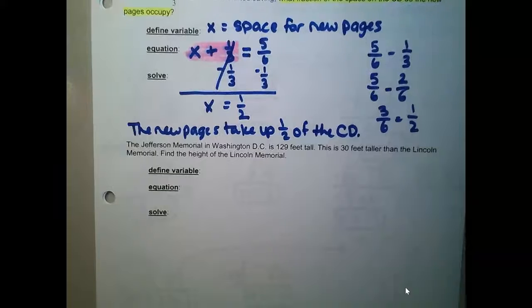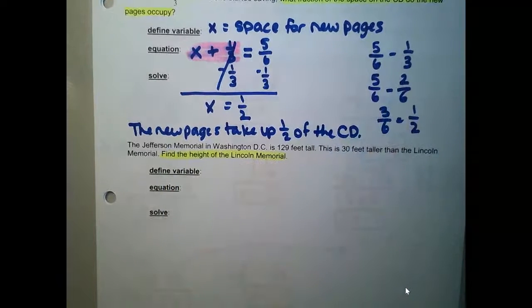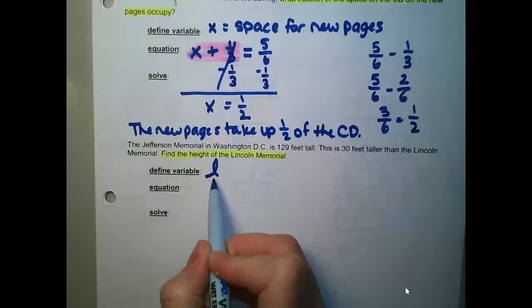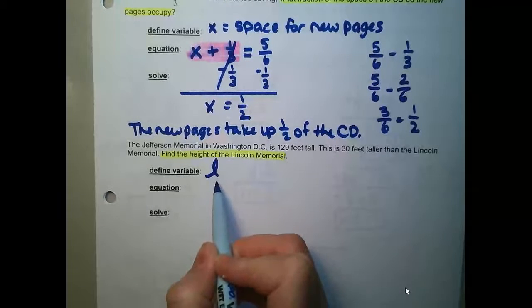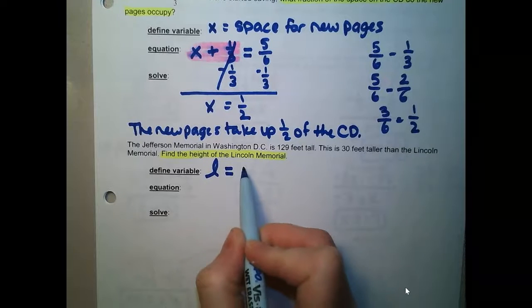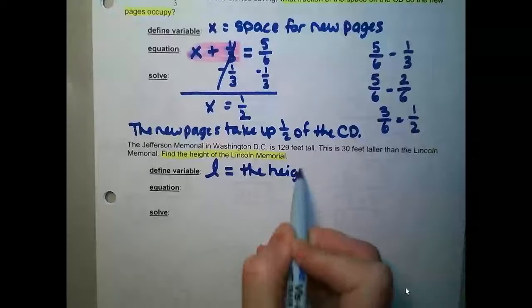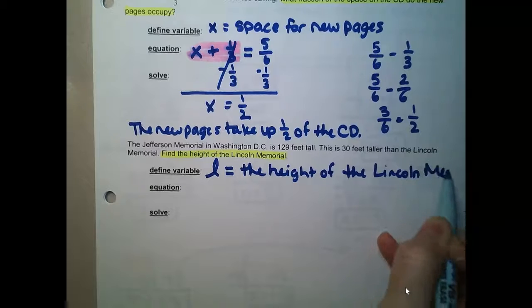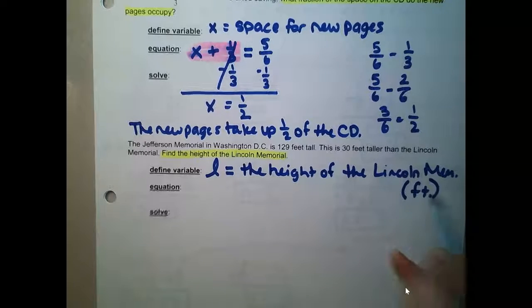The Jefferson Memorial in Washington, D.C. is 129 feet tall. This is 30 feet taller than the Lincoln Memorial. Find the height of the Lincoln Memorial. Okay, so the thing we're looking for is the height of the Lincoln Memorial. That's what we're finding, what the question is asking, so to speak, even though there's no question mark. So define the variable. I could use an L if I wanted, but notice if it's a lowercase l, it's got to be cursive. We would not use an uppercase L in this kind of algebra. L is going to stand for the height of the Lincoln Memorial. And you'll also notice that I'm going to put in parentheses feet because we're measuring in feet.